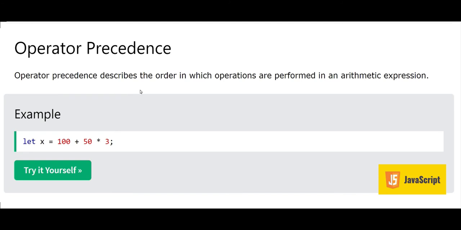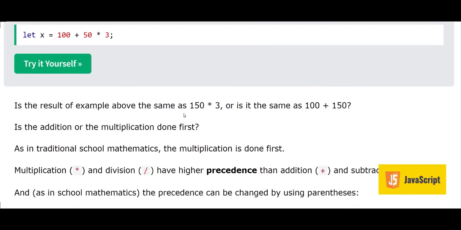Operator precedence describes the order in which operations are performed in an arithmetic operation. See here, let x equal 100 plus 50 times 3. Just think about it: which operation will be done first, multiplication or summation? Because we can have two things: either 50 is multiplied by 3 first and then added to 100, or 100 is added to 50 and then multiplied by 3. So there are two possibilities.